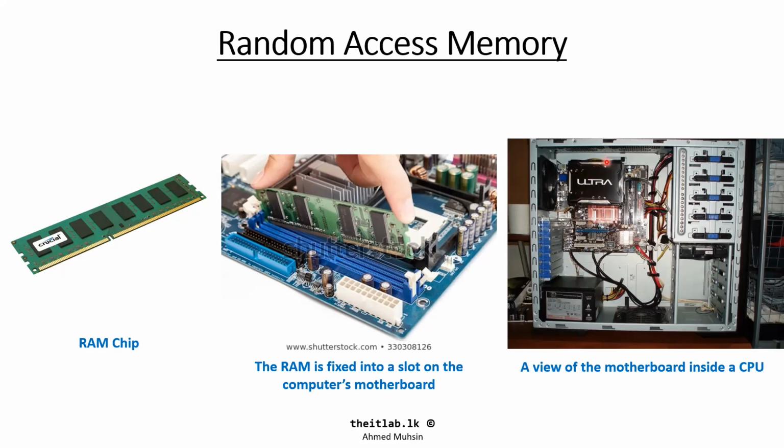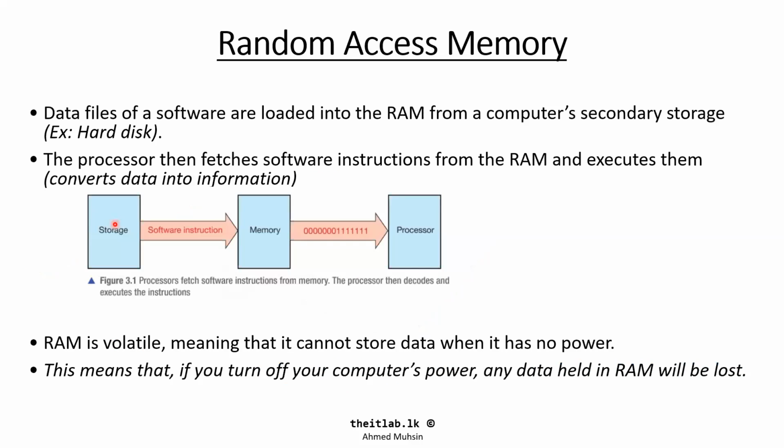Right. So we have seen a few pictures. But keep in mind, guys, when you go into a tab or a smartphone, the RAM chip is very much smaller. Since this is a desktop, it's a bit big in size. Next, data files of a software.